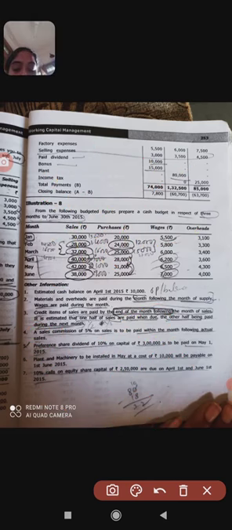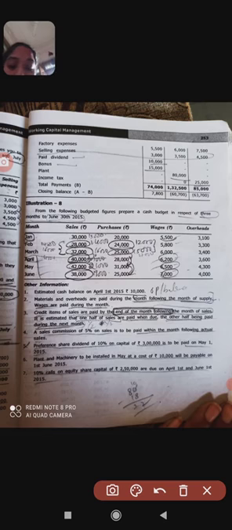Is it clear, guys? Okay, next we'll go with the next part. A sales commission of 5% on sales is to be paid within the month following actual sales. He gave the condition: month following the actual sales. The commission is paid by the company. So it is a payment.